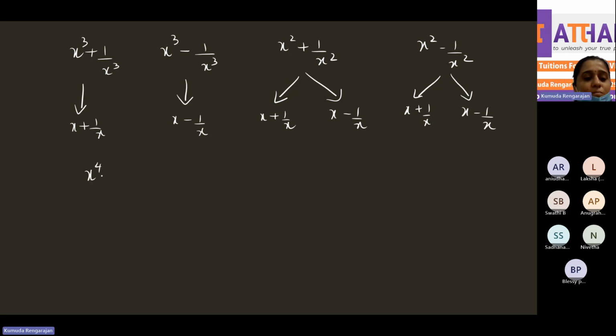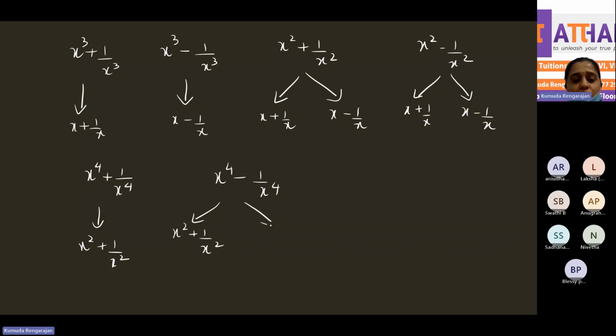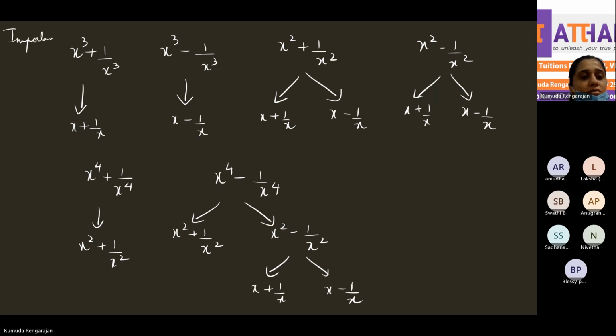To find x to the power 4 plus 1 by x to the power 4, you need the value of x squared plus 1 by x squared. And to find the value of x to the power 4 minus 1 by x to the power 4, you need the value of x squared plus 1 by x squared and x squared minus 1 by x squared. And for this, further, you need x plus 1 by x and x minus 1 by x. Please make a note of this chart. All are independent. This is one. And any order, but I have just written it in some order here.